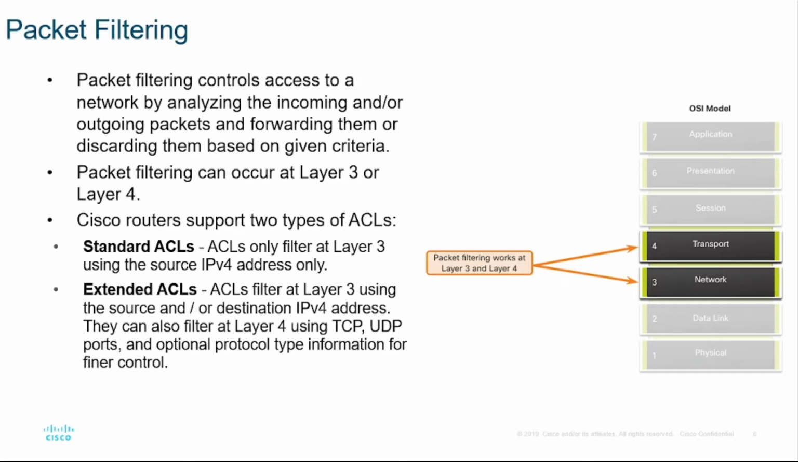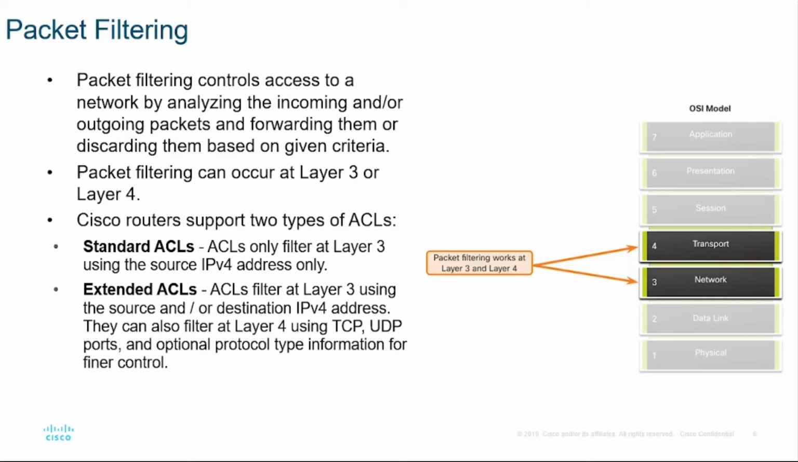Now, Cisco routers support two types of access control list, and these are standard ACL, and this standard ACL only filters at layer 3 using the source IP version 4 address only. Again, standard ACL only filters at layer 3 using the source IP version 4 address only.